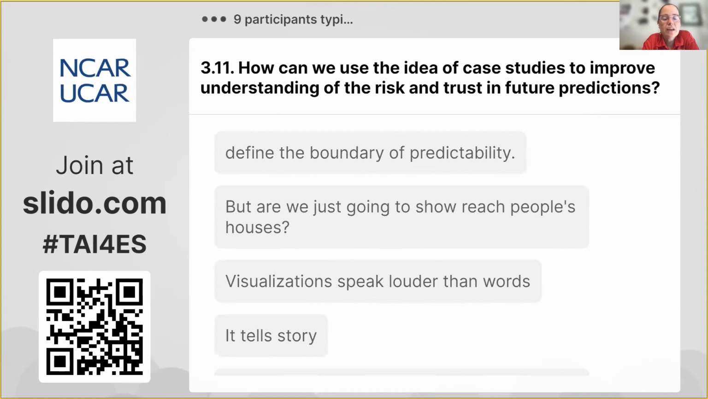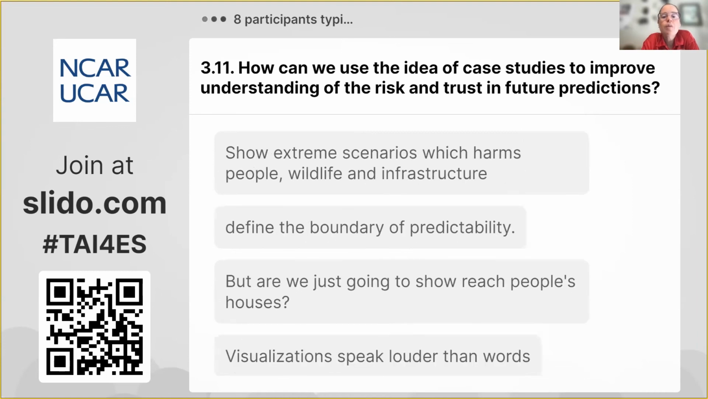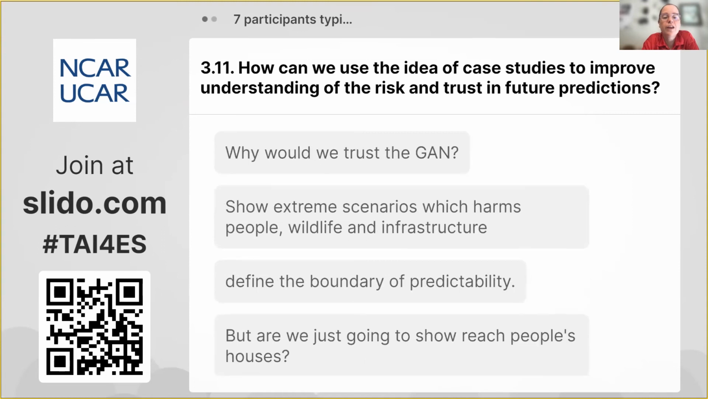Are we just going to show people's houses? Yes, in fact, Climate GAN did that. They used Mila because that's where they're headquartered, but you can use their model to just show what it's going to look like when your house is flooded.